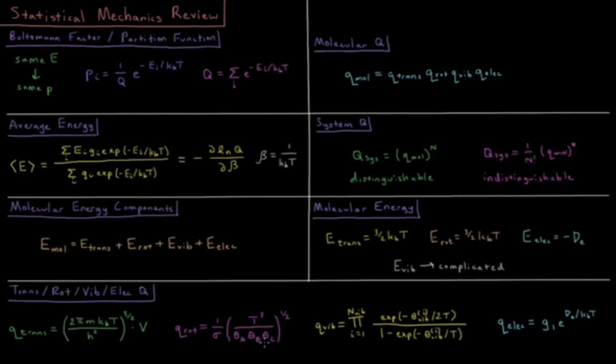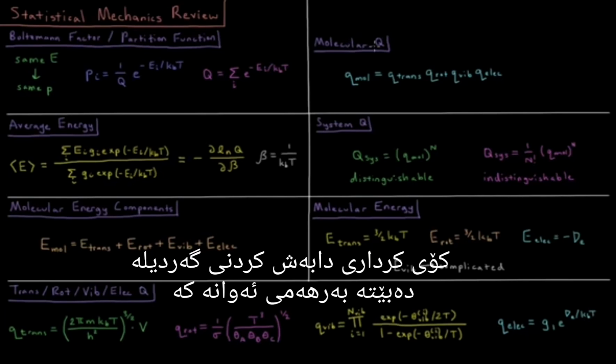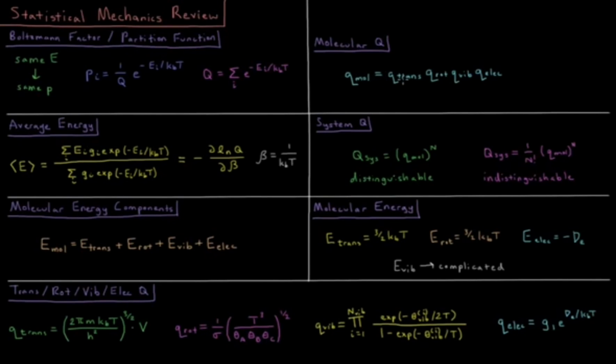Vibrational temperatures and rotational temperatures being specific properties in relation to the structure of each of those molecules. And the electronic partition function being the degeneracy of our ground state times e to the dissociation energy over kT. So the total molecular partition function is going to be the product of those 4. Q mol equals Q trans times Q rot times Q vib times Q elec.